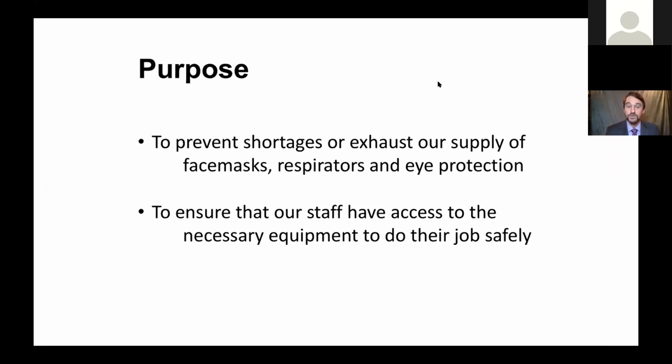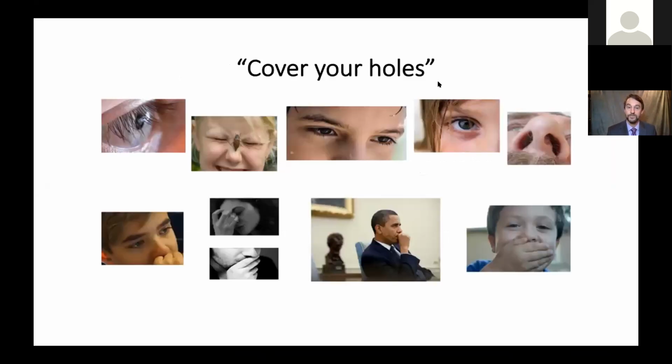So today I'm going to talk about how to prevent shortages, how to not exhaust our supply of face masks, respirators, and eye protection, but to ensure that all of our staff, everyone, has access to necessary equipment to do their job safely. And that is everything from triage to patient care to environmental health services, cleaning and disinfection.